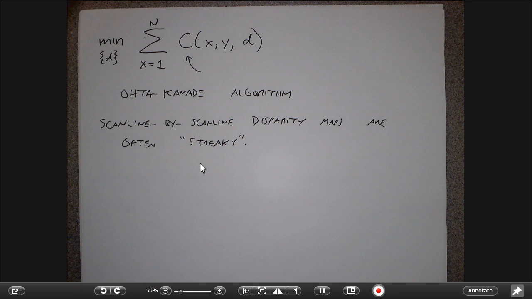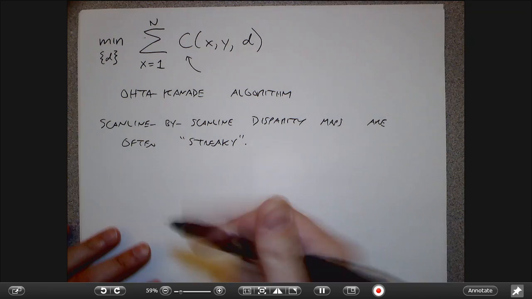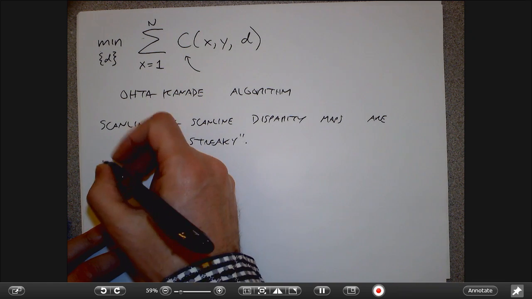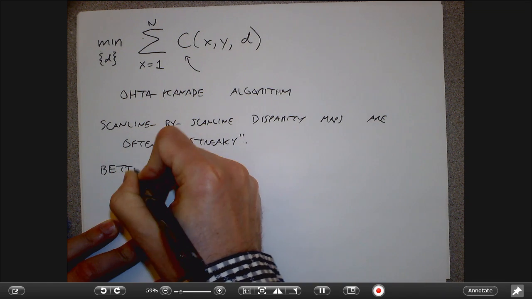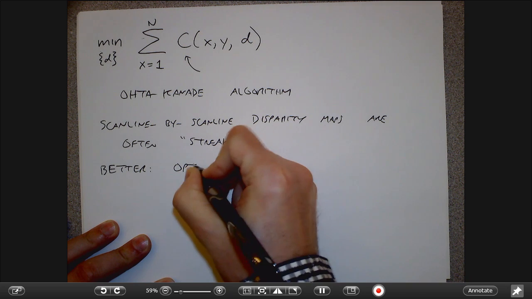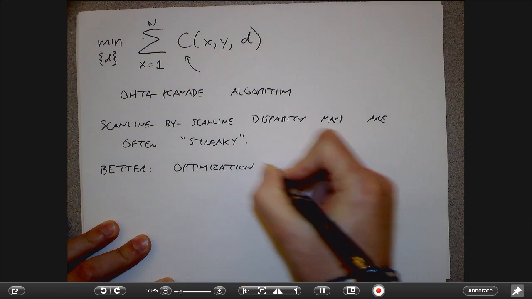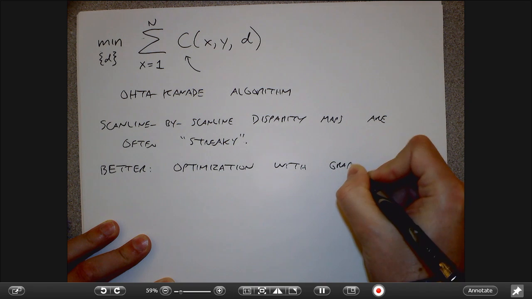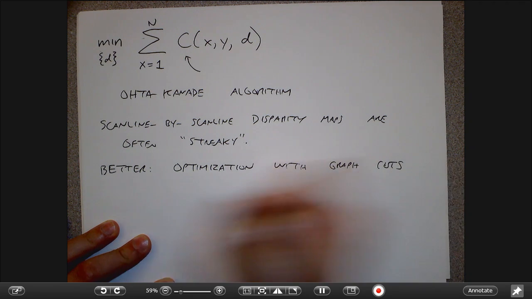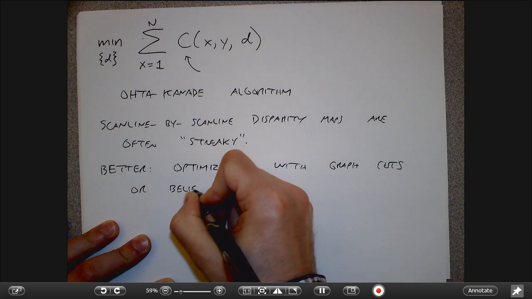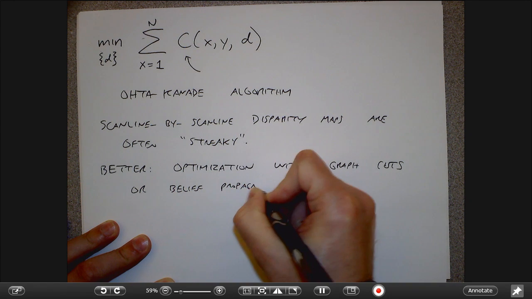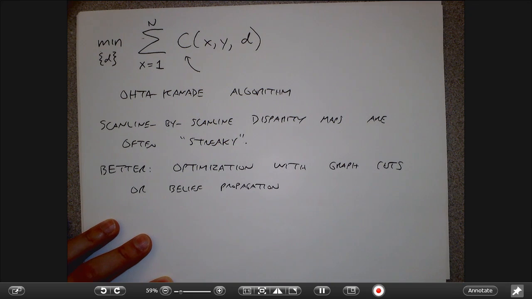So let's talk about some of the building blocks for making better stereo algorithms. We want to avoid this streaky problem, and a better thing to do is optimization with something like graph cuts or belief propagation. So when can we apply these kinds of algorithms? Whenever we're in the position of a computer vision problem where at every pixel we have to assign some sort of discrete label.